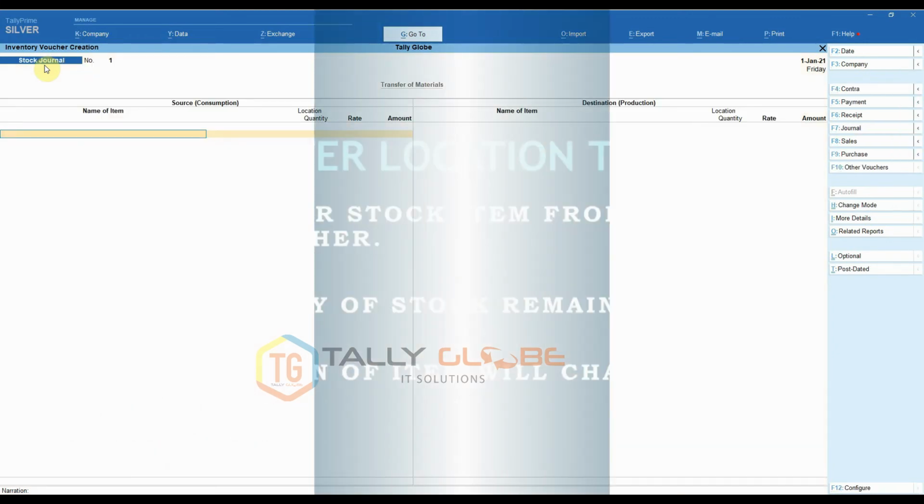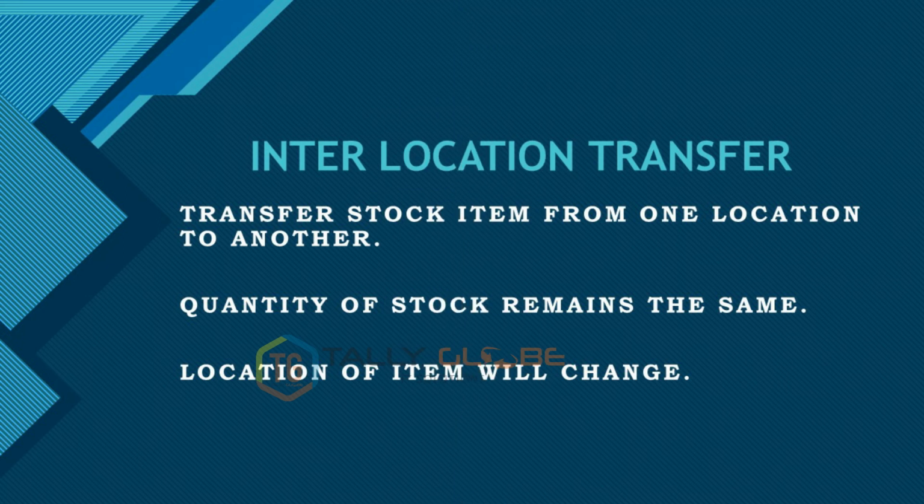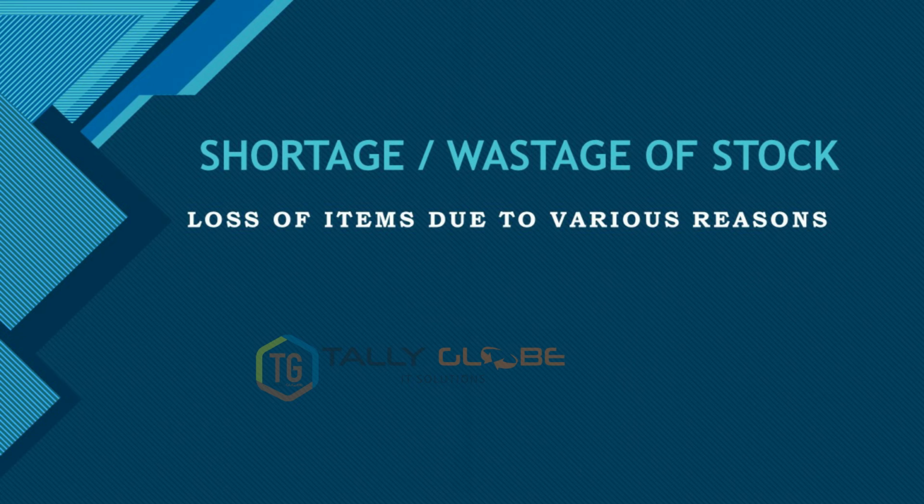The main reasons for stock adjustments are interlocation transfer. When we need to transfer the stock item from one location to another, this adjustment method is used. The quantity of stock item remains the same in this case. The only change will be the location of the item. Shortage or wastage of stock. Sometimes there may be wastage or shortage of items due to various reasons. In such cases, we need to enter stock journal to adjust the stock item.